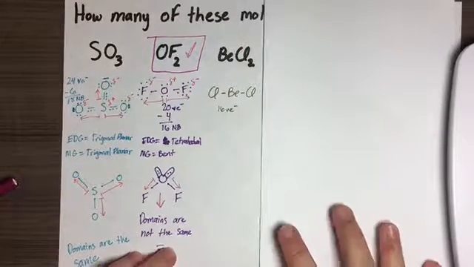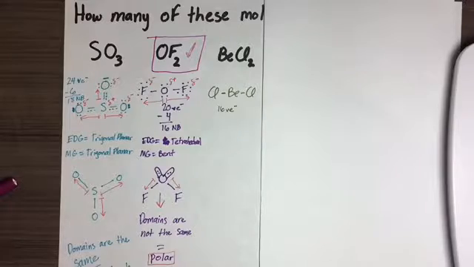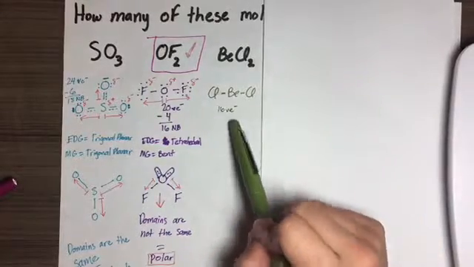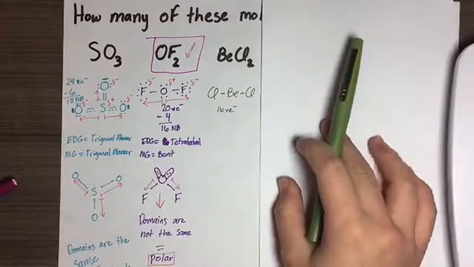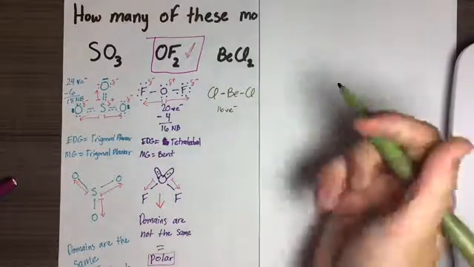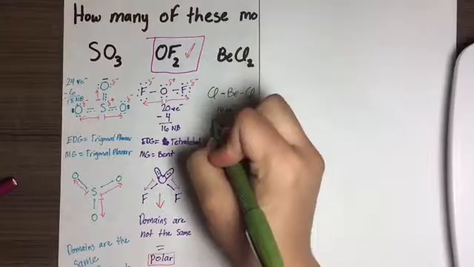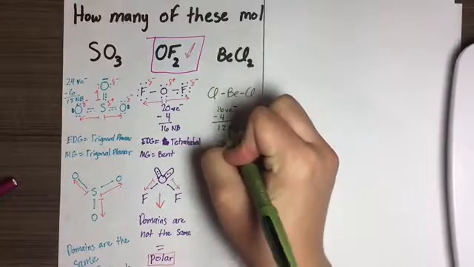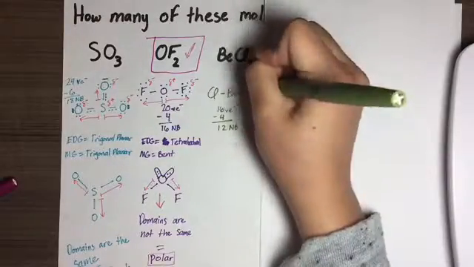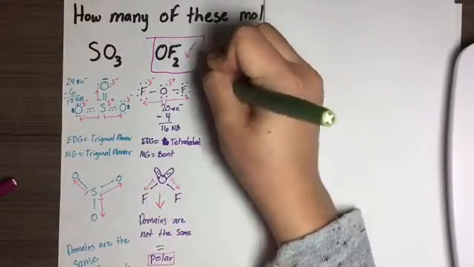Moving on to BeCl2. We have 16 valence electrons, 7 for each chlorine and 2 for the beryllium. So 16 minus 4 from the bonds makes us have 12 non-bonding electrons. So we're going to add them on the outside here.